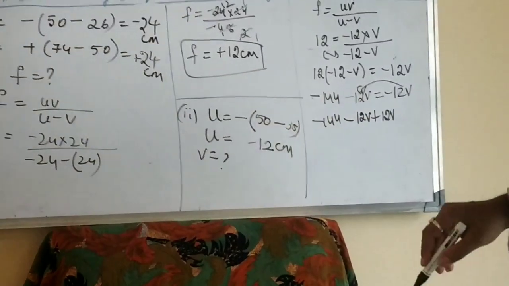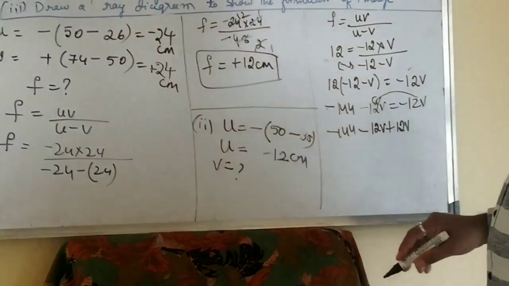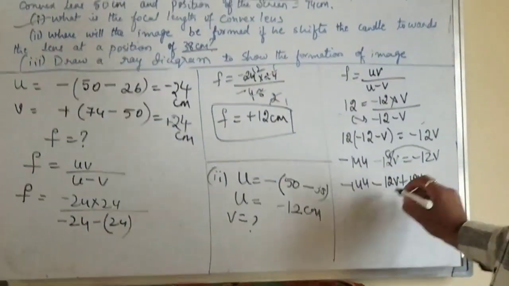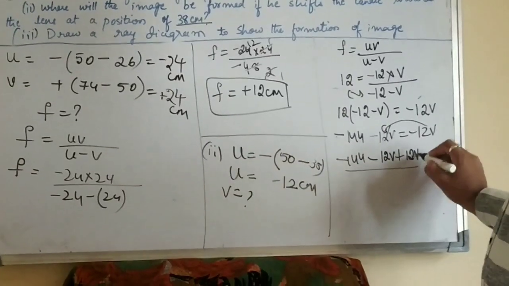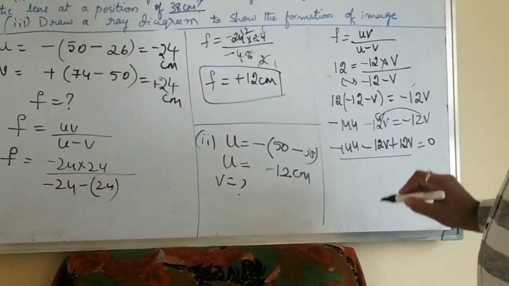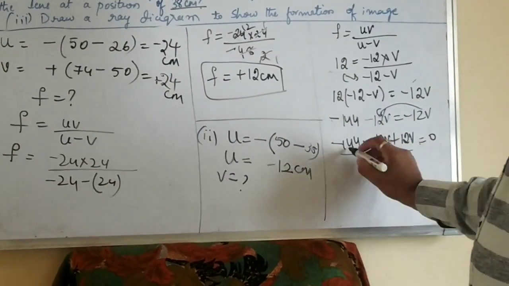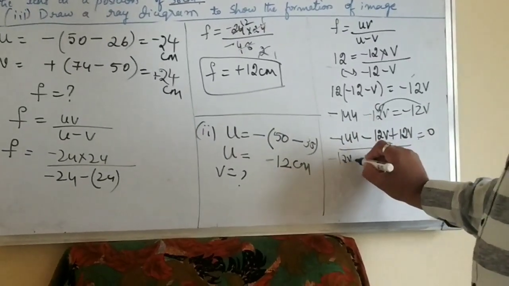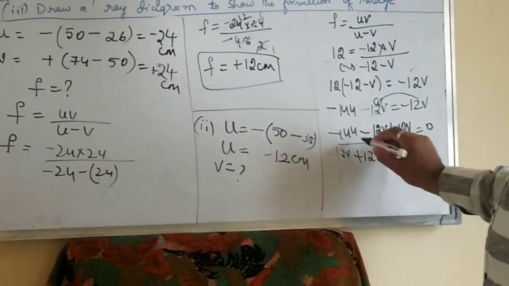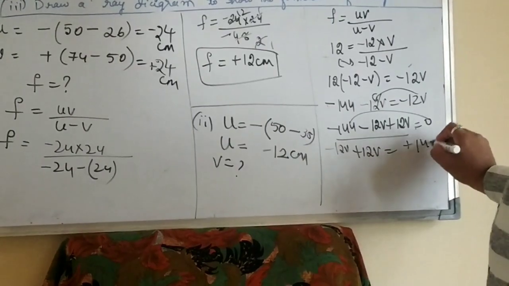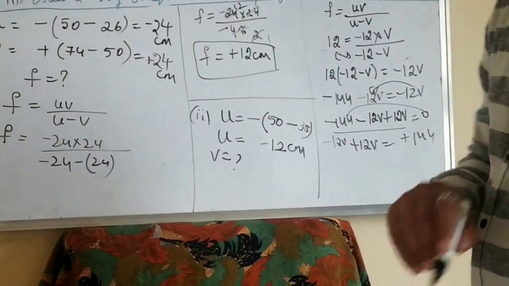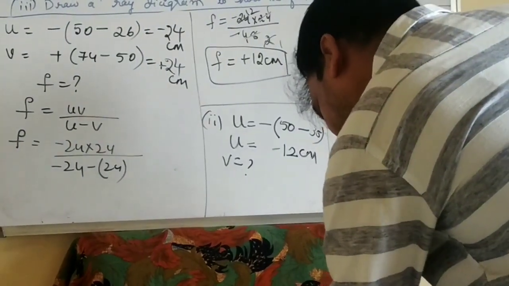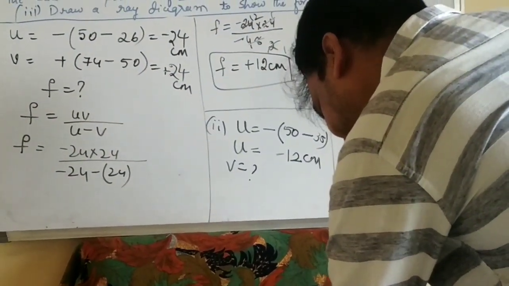Now what you have to do is, for minus 144 this is equal to 0 here, or else you can shift this. Minus 12v plus 12v is equal to plus 144. Now minus 12 plus 12 will give you what? Will give you the 0 value.